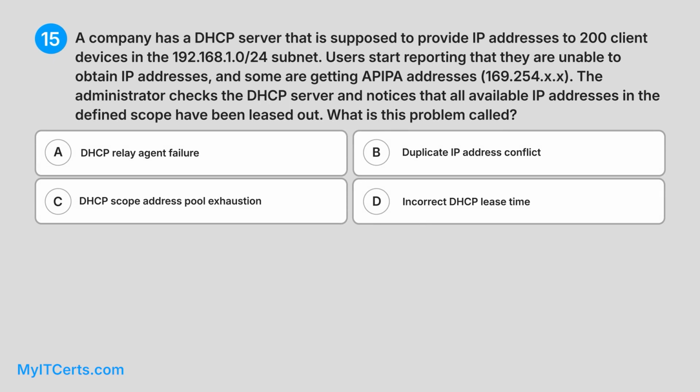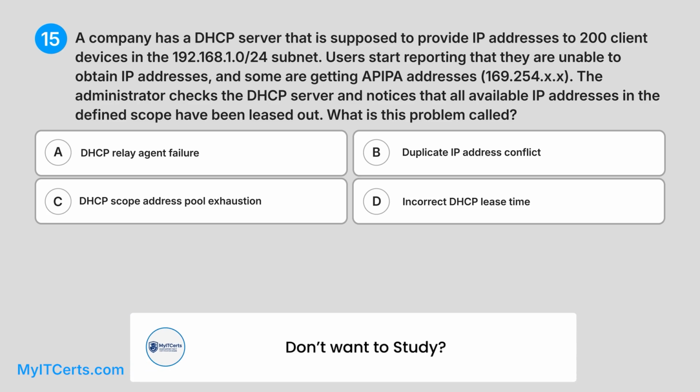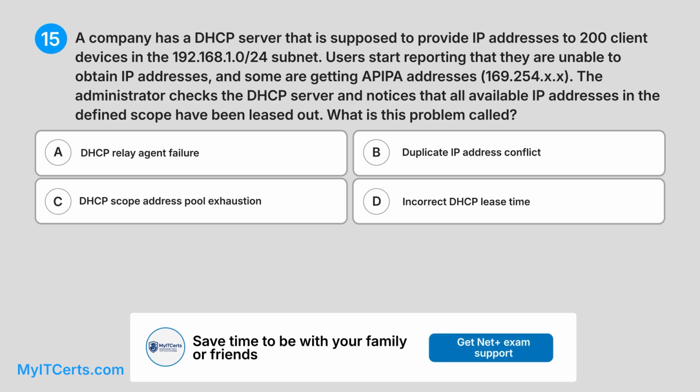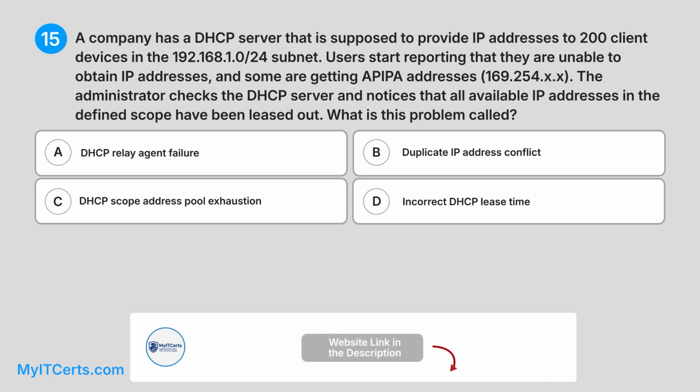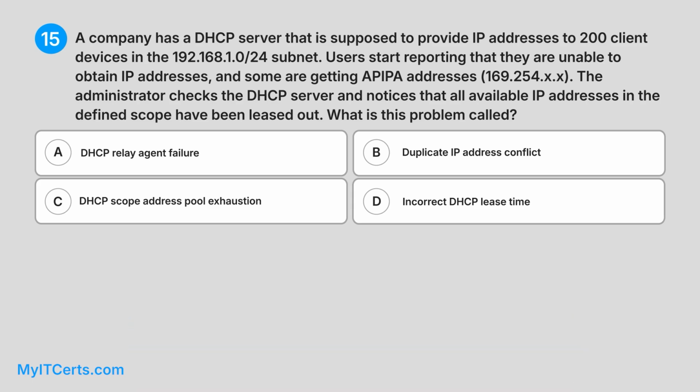15. A company has a DHCP server that is supposed to provide IP addresses to 200 client devices in the 192.168.1.0/24 subnet. Users start reporting that they are unable to obtain IP addresses, and some are getting APIPA addresses, 169.254.x.x. The administrator checks the DHCP server and notices that all available IP addresses in the defined scope have been leased out. What is this problem called?